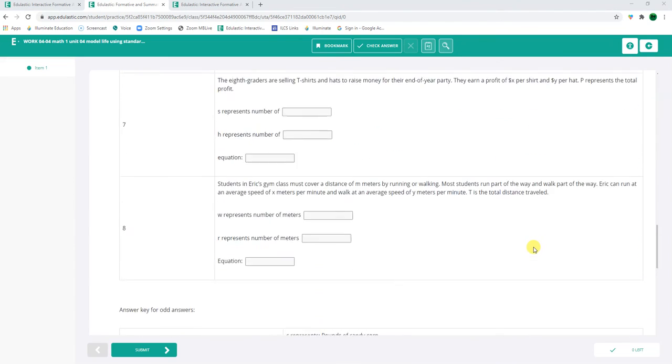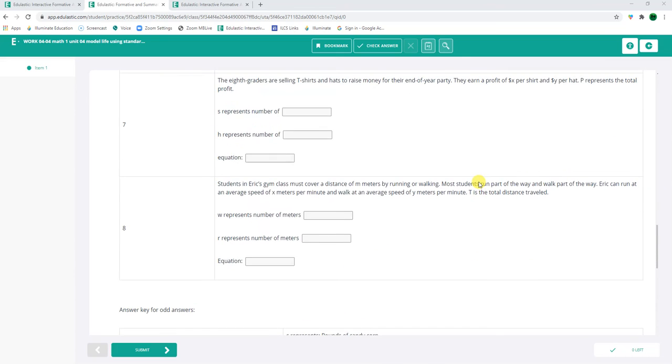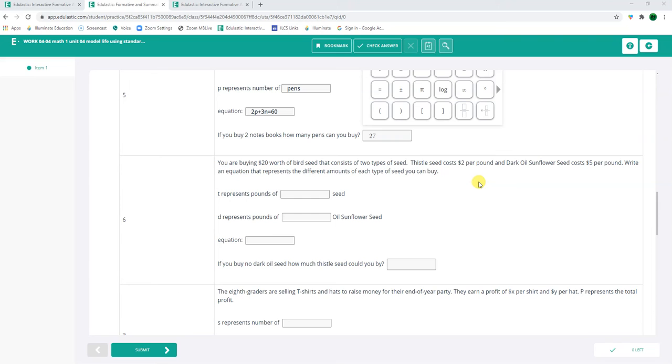Notebooks, pens, 27. Notebooks, pens, 2P plus 60, 27. Good, that looks good. Let's do number 7. Let's do number 6.